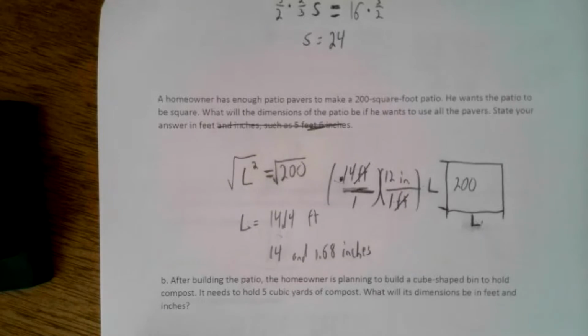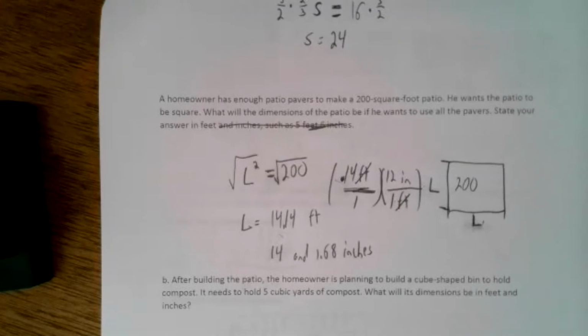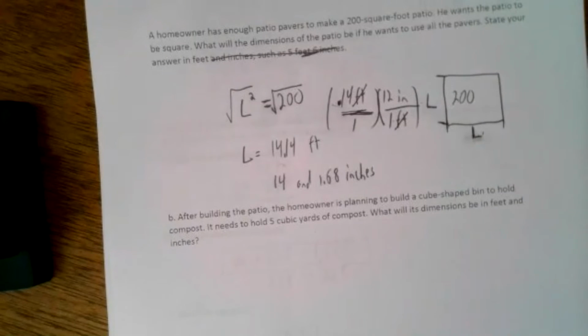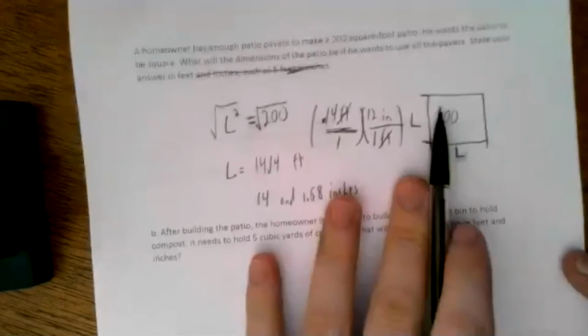Okay, so I'm going to get my drawing skills tested again. This one says, after building the patio, the homeowner is planning to build a cube-shaped bin to hold compost. It needs to hold 5 yards of compost. What will the dimensions be in feet and inches? So this time, instead of dealing with a square, we're going to deal with a cube.